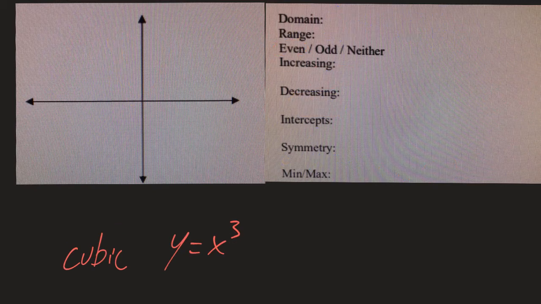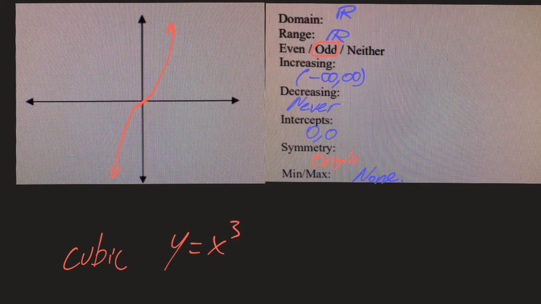So the next one we have up is going to be our cubic function. Okay, so the cubic function is y equals x cubed, or f of x equals x cubed, and our graph is going to kind of curve up this way and curve down the other way. And mine is not the smoothest looking thing here, but usually it is kind of a smooth curve. And see how much you can fill in on this.